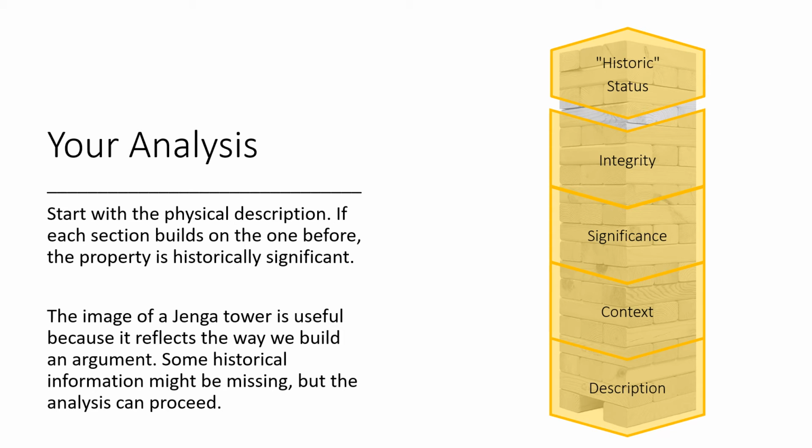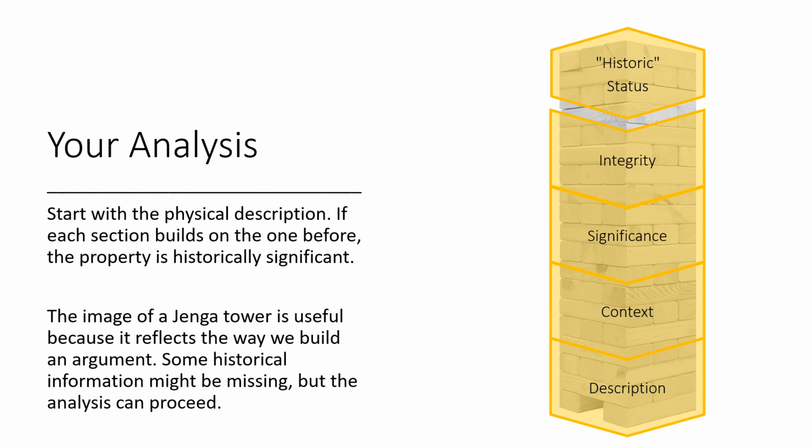The next essential layer is a discussion of the property's physical integrity. Integrity ties the significance back to the physical description, or foundation, to describe how the property provides a physical connection to significant stories from the past. If these four pieces support each other, the property is historically significant and eligible for the National Register of Historic Places. If the pieces do not align, the property is not historically significant.